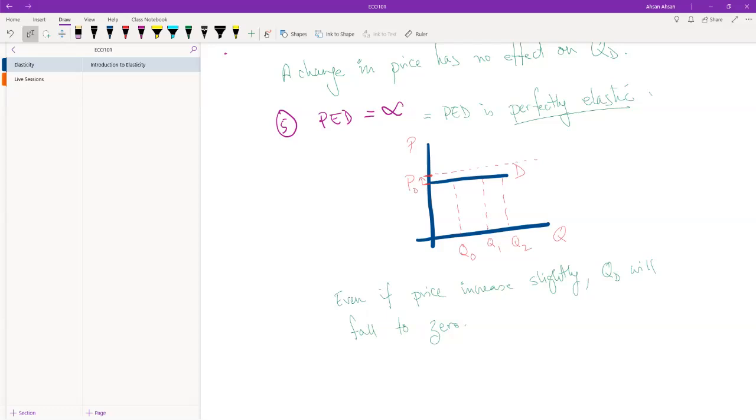So this is where we are going to leave this, but later on in the course, you are going to do a chapter called Perfect Competition, where you will talk a lot more about situations such as this, where demand is perfectly elastic.